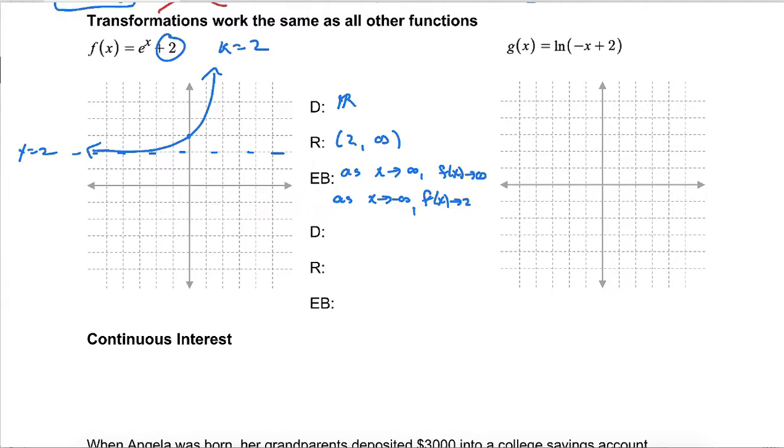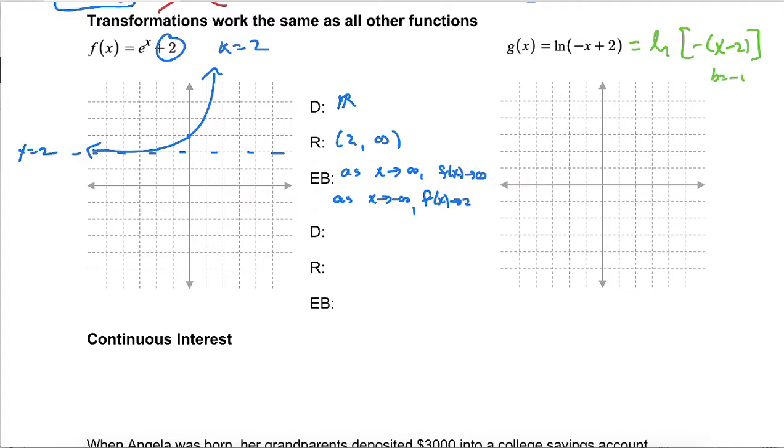And then our transformations work the same for logs also as they did before. We've got two transformations in here. And I do want you to be careful about this one. Notice the negative x plus 2. That negative has to be factored out so that we can see the h is actually positive 2.